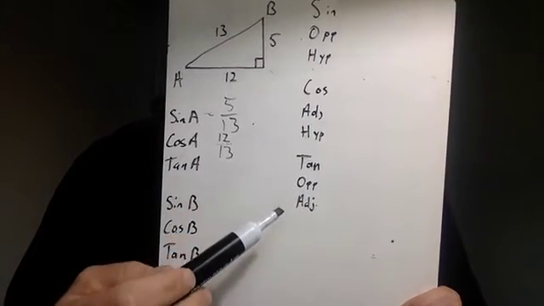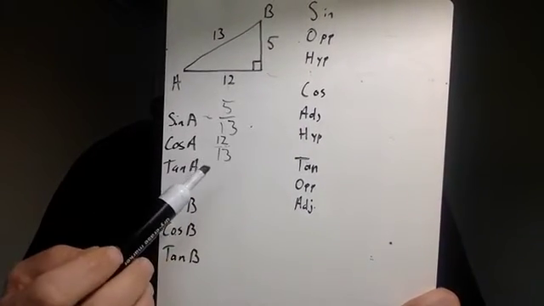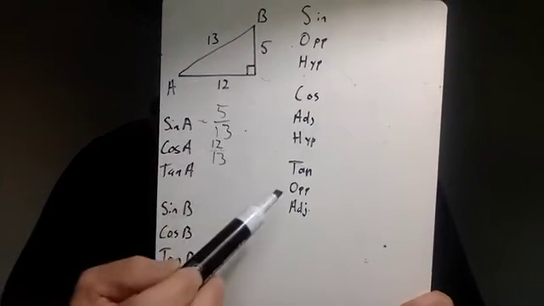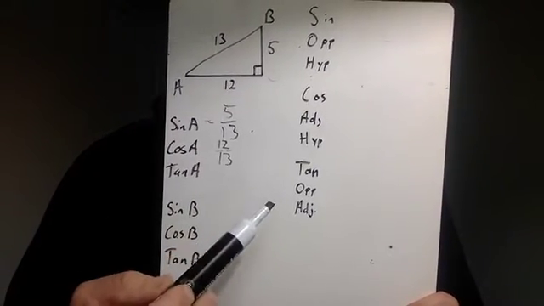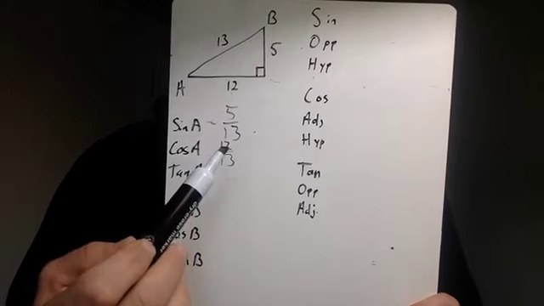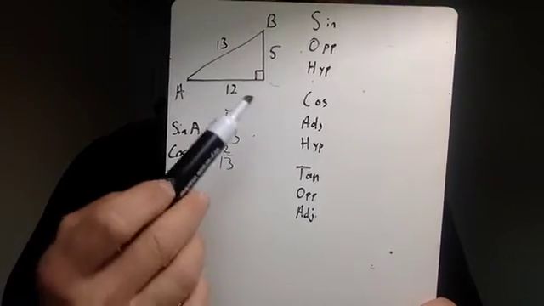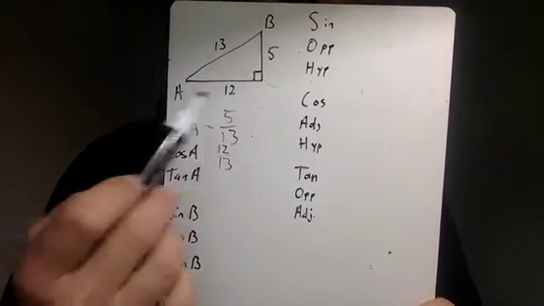And then the tangent of A does not use the hypotenuse. Tangent is opposite over adjacent. It's the only one that doesn't use a hypotenuse. We already figured out what the opposite and adjacent sides were. Opposite was 5, adjacent was 12, so it's 5 over 12.